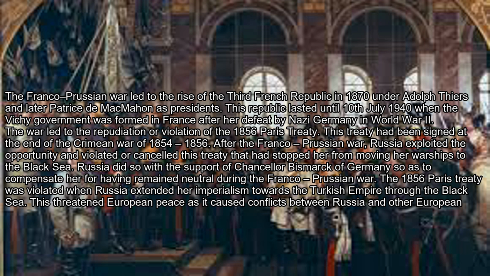The war led to the repudiation or violation of the 1856 Paris Treaty. This treaty had been signed at the end of the Crimean War of 1854-1856. After the Franco-Prussian War, Russia exploited the opportunity and violated or cancelled this treaty that had stopped her from moving her warships to the Black Sea. Russia did so with the support of Chancellor Bismarck of Germany so as to compensate her for having remained neutral during the Franco-Prussian War. The 1856 Paris Treaty was violated when Russia extended her imperialism towards the Turkish Empire through the Black Sea. This threatened European peace as it caused conflicts between Russia and other European powers.